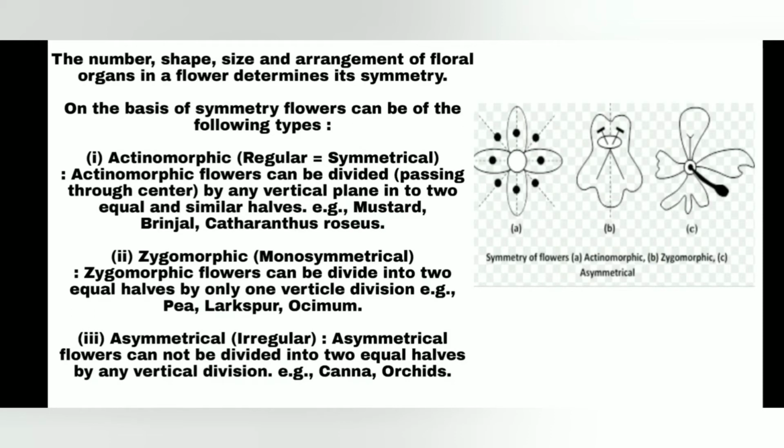Number 2. Zygomorphic. A zygomorphic flower can be divided into two equal halves by only one vertical division. Example, pea. Number 3. Asymmetrical. An asymmetrical flower cannot be divided into two equal halves by any vertical division. Example, canna. The picture of actinomorphic, zygomorphic and asymmetrical is on the right hand side.